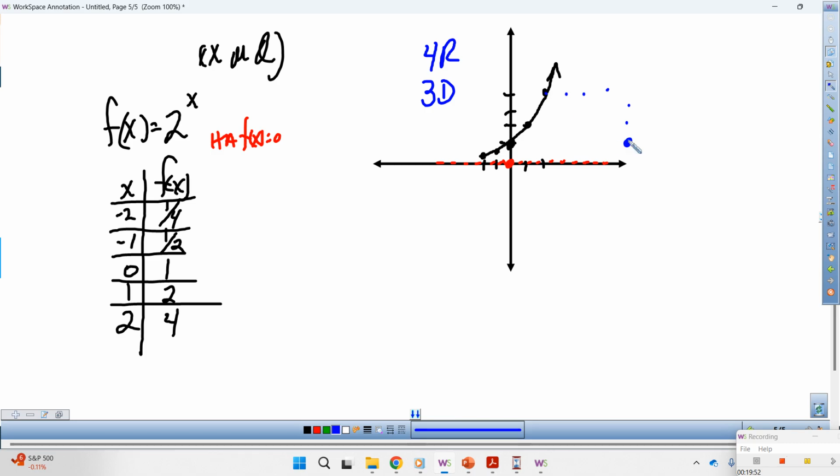So this point came over here. This one. 1, 2, 3, 4. 1, 2, 3. This one. 1, 2, 3, 4. 1, 2, 3. This one. 1, 2, 3, 4. 1, 2, 3. And this one. 1, 2, 3, 4. 1, 2, 3.